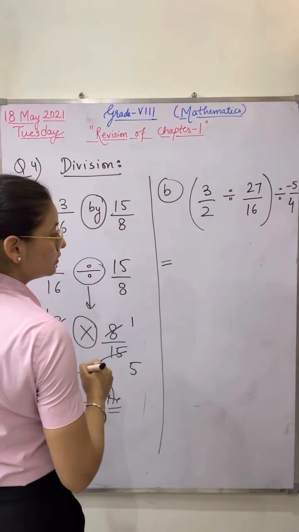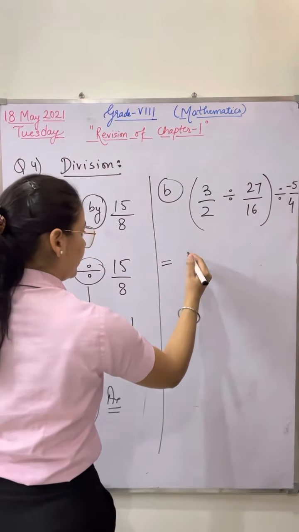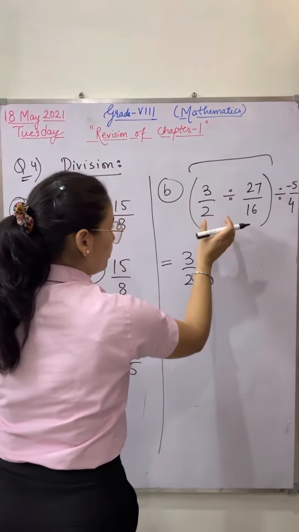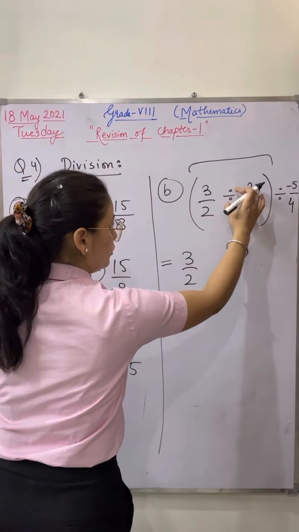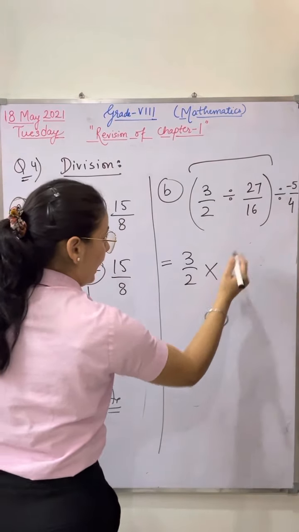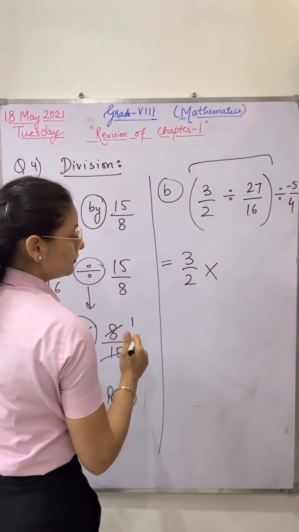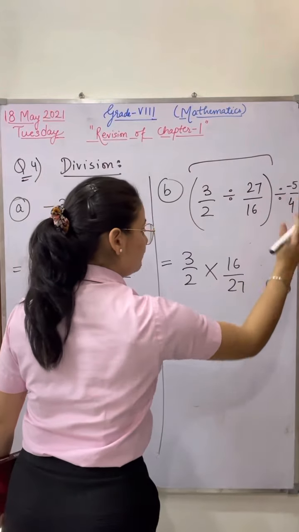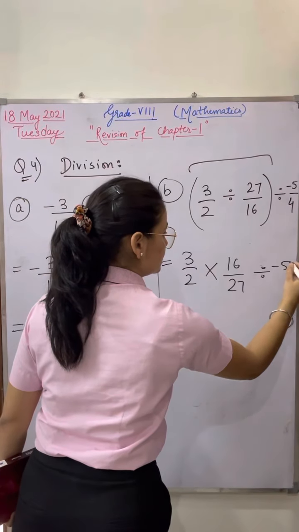First we'll do the reciprocal. Okay, first of all, you have to solve this bracket only. In the bracket, you have to remove the division sign and write multiply here. And the next term will be 16 upon 27. Very good. And the next term will be as it is. Leave as it is.